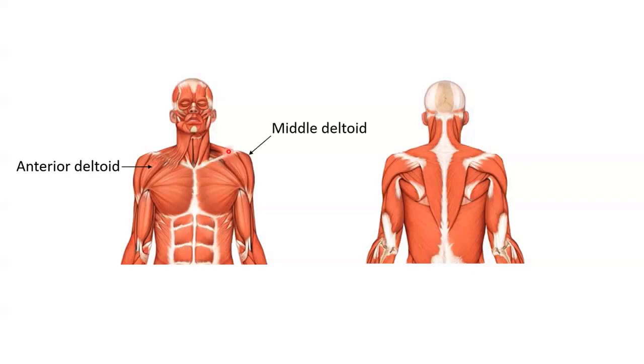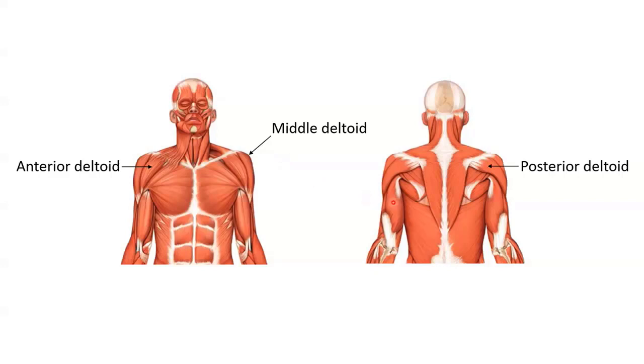The middle deltoid runs along the top and the side of your shoulder. It originates on the acromion process. It inserts again onto our deltoid tuberosity. And this part of the muscle pulls your arm up and out to the side when it contracts. So it causes abduction.